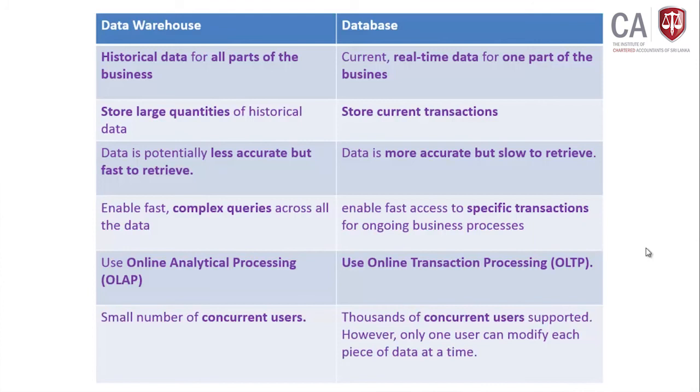Storage of large quantities of historical data is very high in a warehouse. A database stores only current transactions. It doesn't store many of the transactions which are coming from the historical background. So, it stores the current transaction.